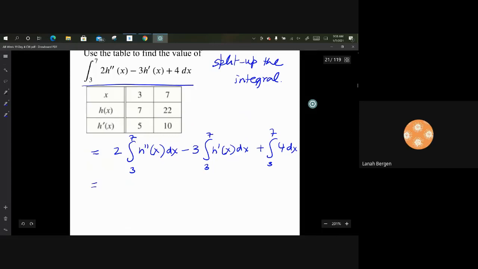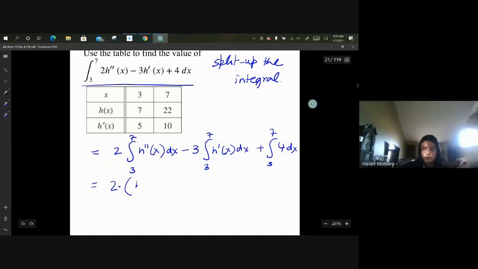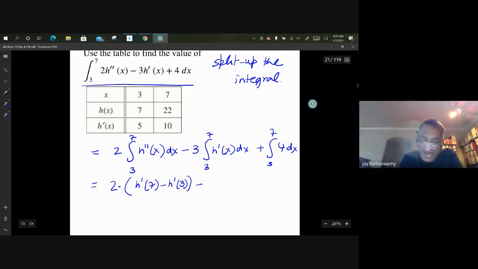Okay. Stop. I have to find the integral of h double dash, and the table gives me h and h dash. So in simple language, there's a mismatch. So smart kids, what can I write? Integral of h double dash. Tell me what to write. It's h dash of 7 minus h dash of 3. Is everybody okay there? Using net change.